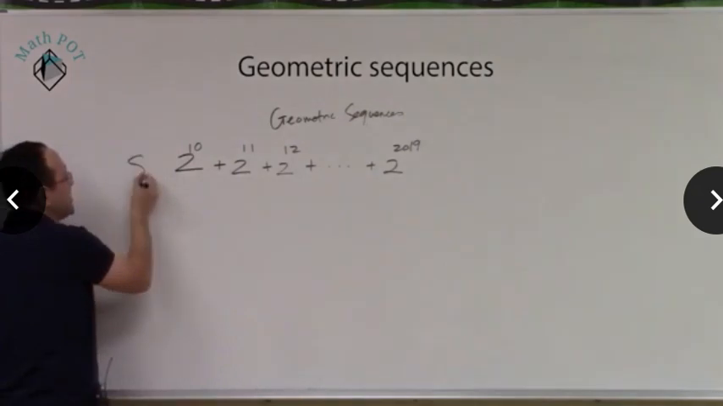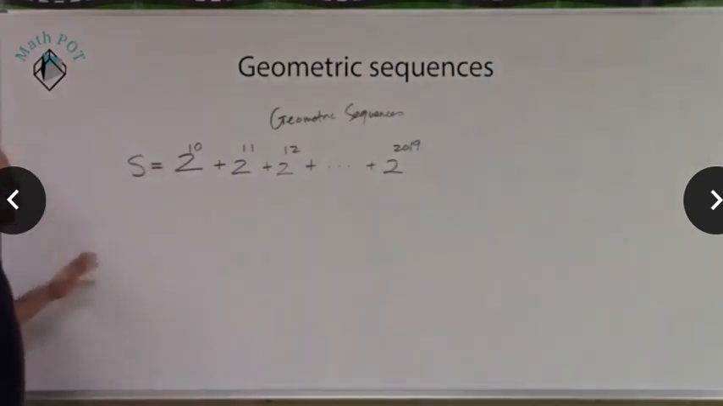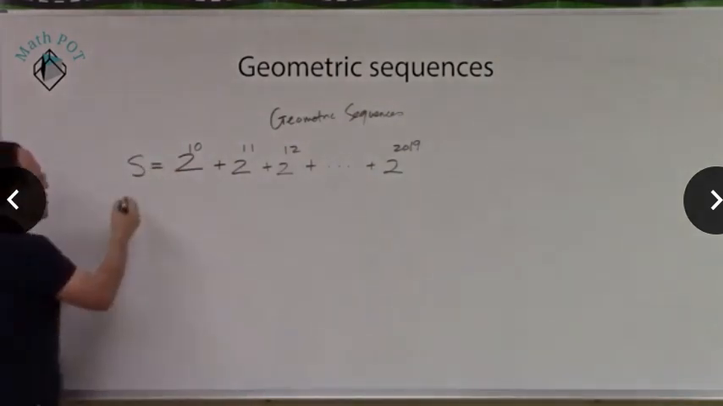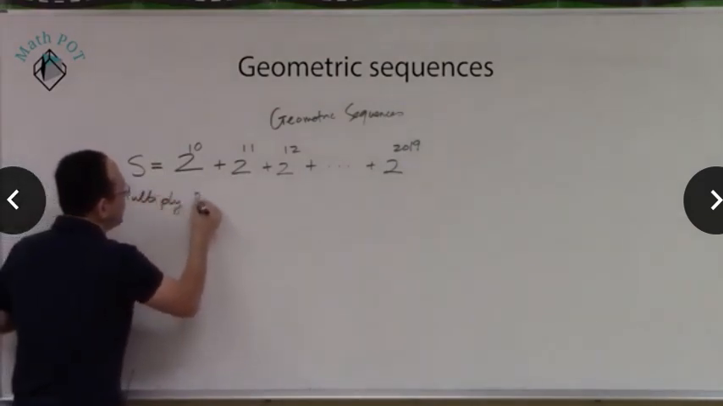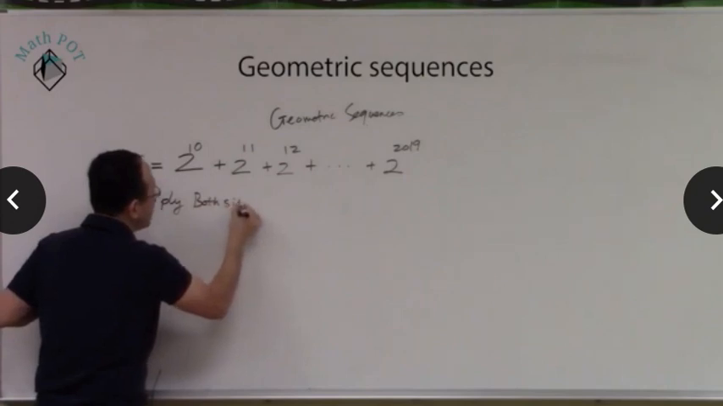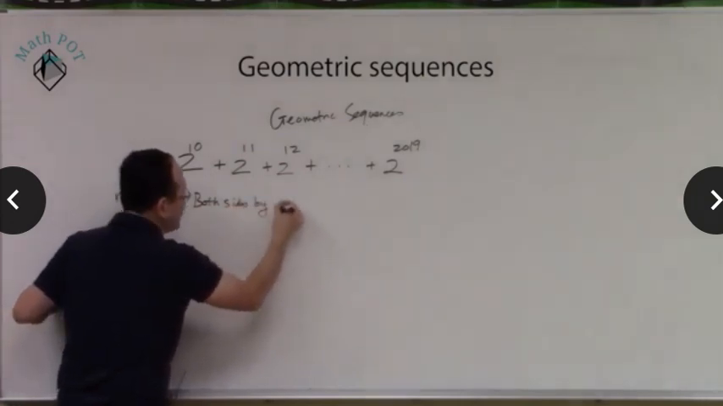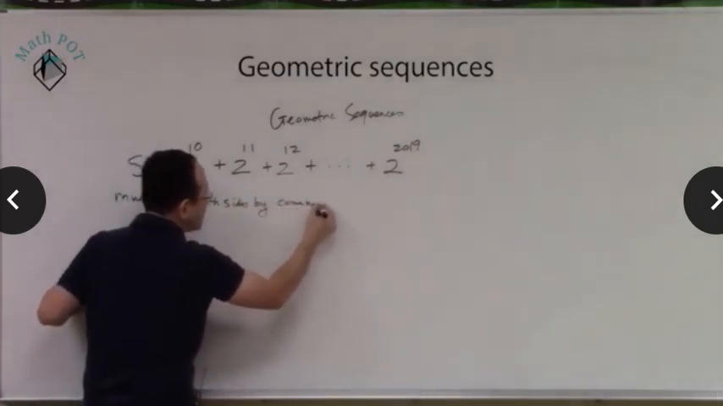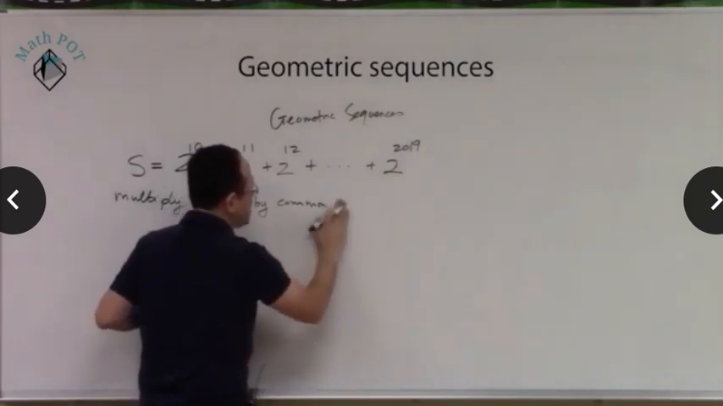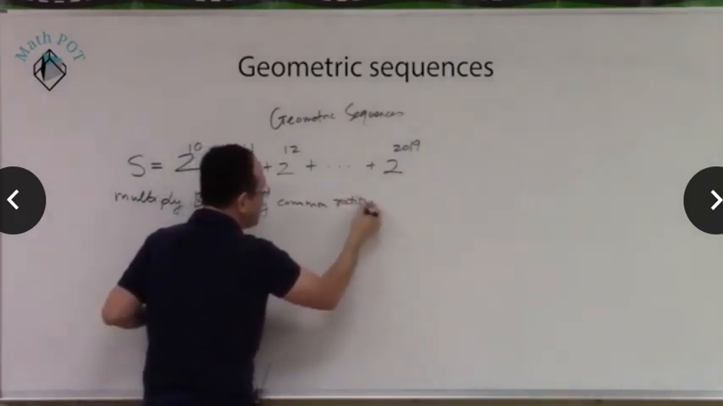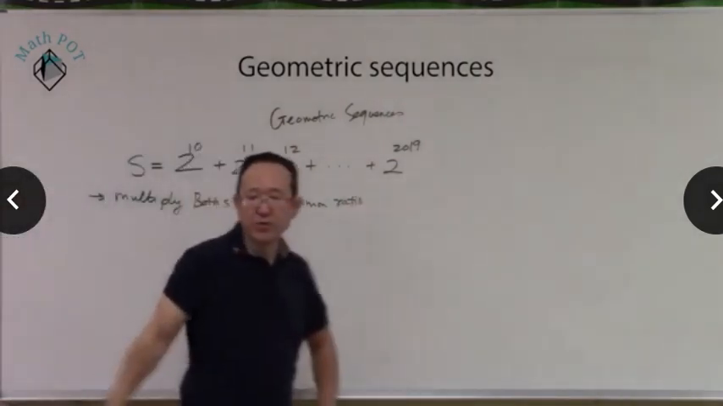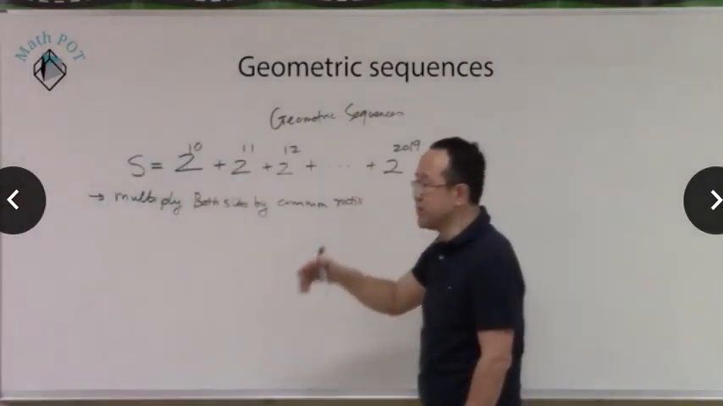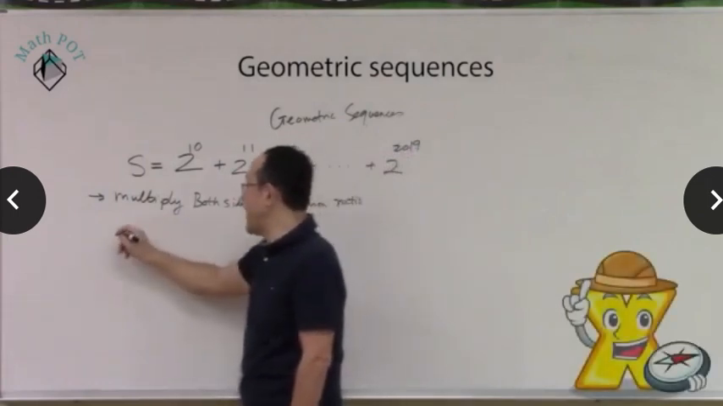I'm going to call this sum result S. Next, always remember the strategy is what? We want to multiply both sides by the common ratio. This is a super important strategy. So make sure you multiply both sides by the common ratio. Of course, the common ratio is 2. So let's multiply both sides by the common ratio 2.